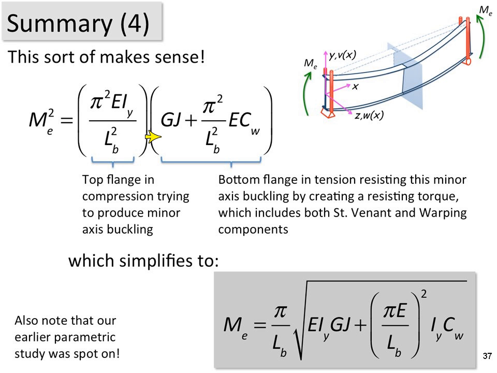And who's in the equation? But of course, who we would expect: the St. Venant torsion and the warping torsion. So it seems, yep, everyone is there.